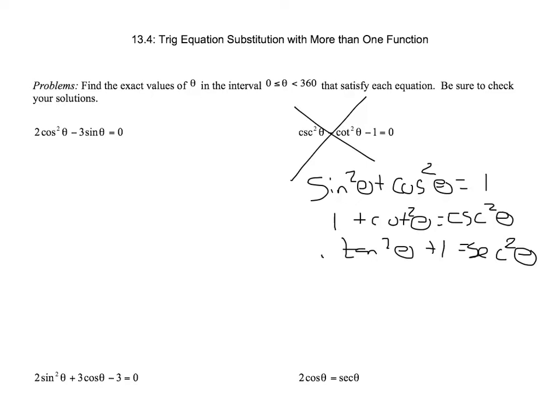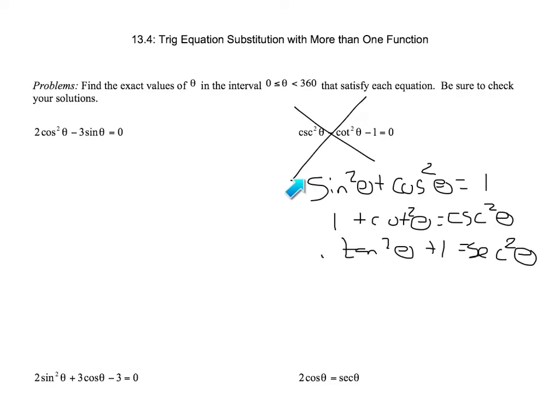So the first problem we have is 2 cos squared theta minus 3 sine theta equals 0. We have sines and cosines in there, and there's no GCF, so we've got to do something. And none of this is on the reference sheet like it was yesterday, so we have a little more work to do. What you do is you look at the piece that's squared. It's the cos squared. You go to your three identities. The one that has a cos squared in it is the first one.